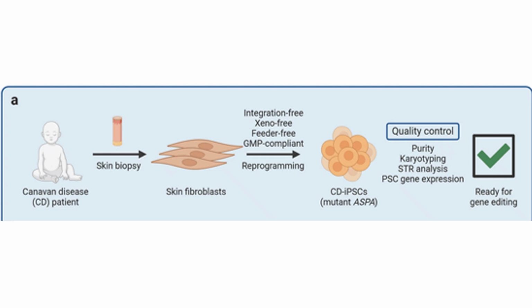Before moving forward, the iPSC lines go through several quality control steps, such as checking their purity, karyotype, and expression of stem cell markers to make sure they are safe, stable, and suitable for gene editing. Once they meet all the criteria, the cells are cleared for the next stage of the process.